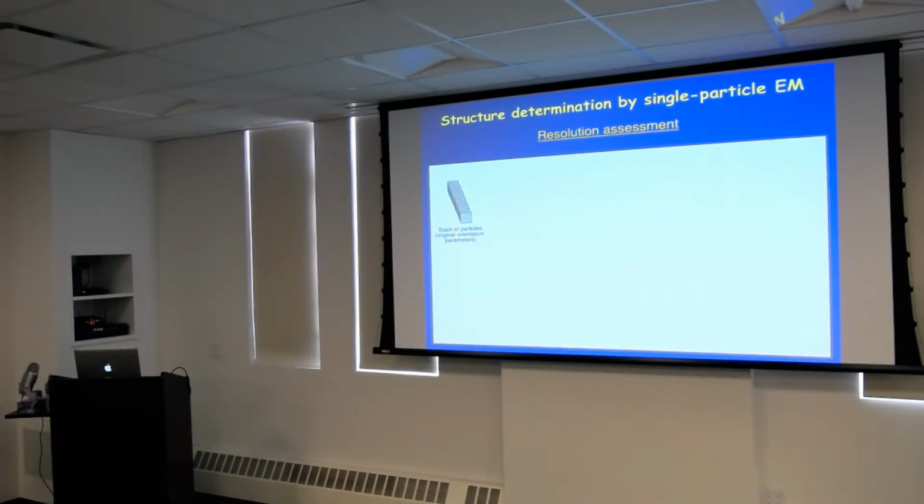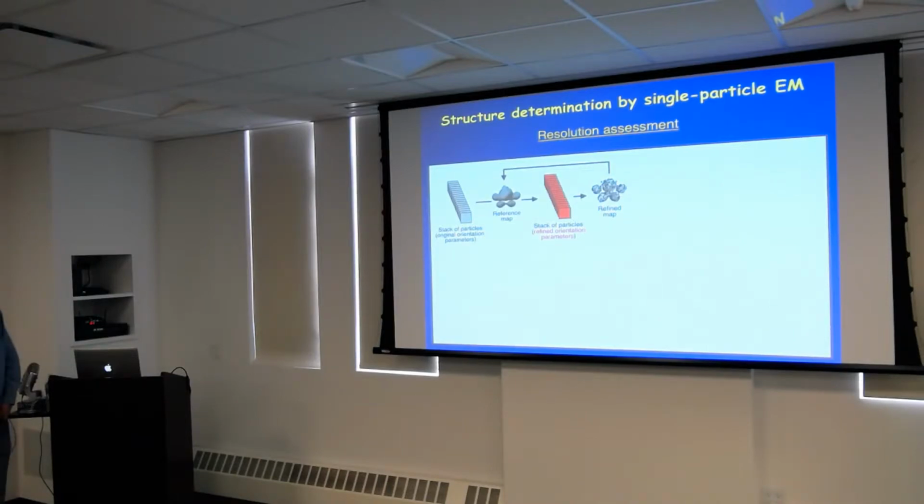So we have the stack of particles that we put into our refinement. So we have our reference map. We use this reference to assign better orientation parameters to these images. We calculate a new map which has now more features, so we go back and use this as our reference. We align our images to this new reference, and we keep going until we have the best possible map.